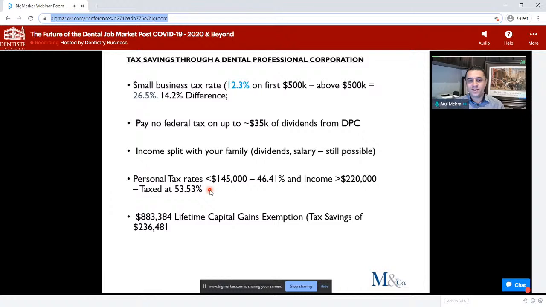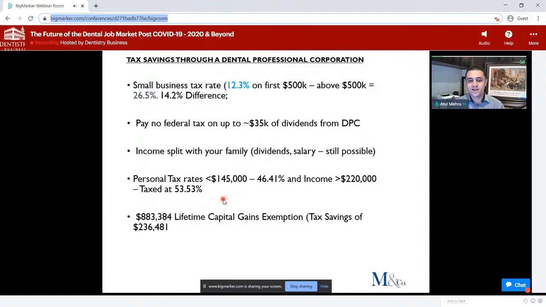Some of the other structures that I talked about earlier: you've got the opportunity to income split through salaries and dividends through the professional corporation. You can't pay a dividend through a sole proprietorship. And if you pay a dividend from the professional corporation to yourself annually of approximately $35,000, there's no federal tax. So there are other ways of mitigating your tax burden, as well as there's no CPP on dividends.